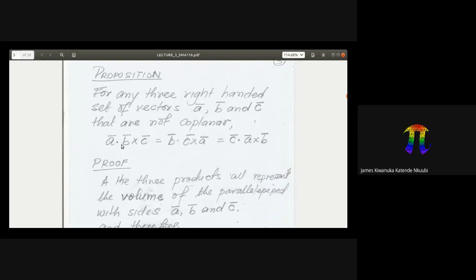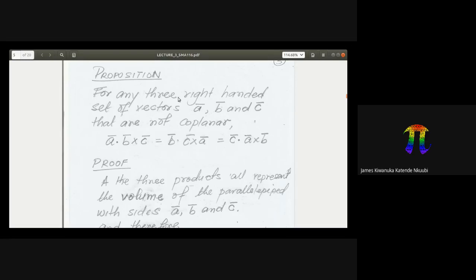UEFA. Yeah, so it can be shown that if the 3 vectors are not in the same plane, then A dot B cross C is equal to B dot C cross A, which is equal to C dot A cross B.